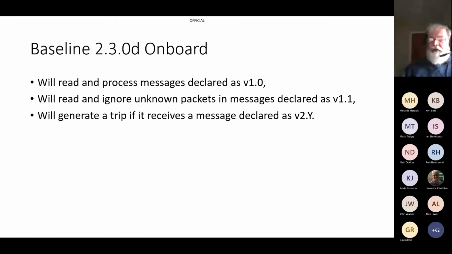So a baseline 2 30D onboard will read and process any messages which are declared as being version 1.0. That's its native language. It will read and ignore any packets within messages which are declared as 1.1. So if a Balise group message is declared as version 1.1, and there's a packet in there that the onboard doesn't recognize, it will just throw it away. It won't generate an error, won't get its knickers in a twist or anything. It'll just ignore it.